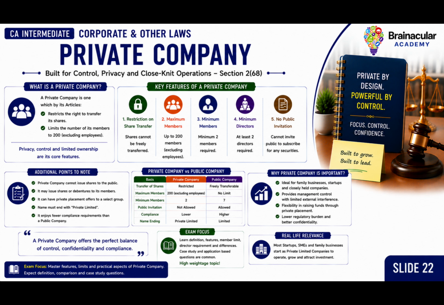Third is no public invitation. Why? Because if you are inviting the public to invest, you need the disclosures, the regulations and investor protections that come with public companies. A private company bypasses those, so it cannot invite public investors. So remember, there will be minimum 2 members, maximum 200 members, and the name ends with private limited.